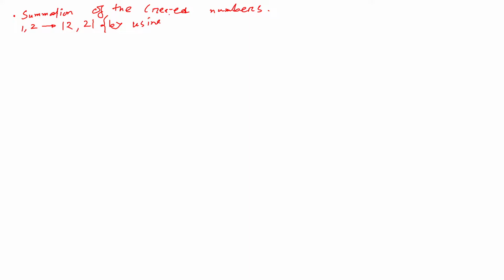because if we were able to use them multiple times, then we would get two more numbers which are 11 and 22. So the summation of these would be 33, right? No, 12 plus 21 equals 33.